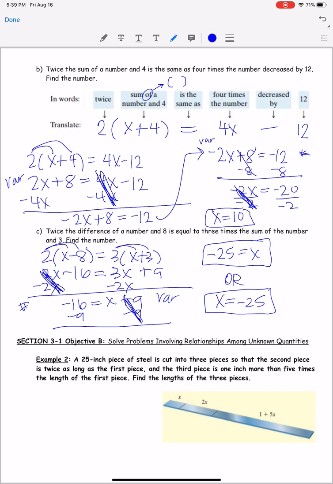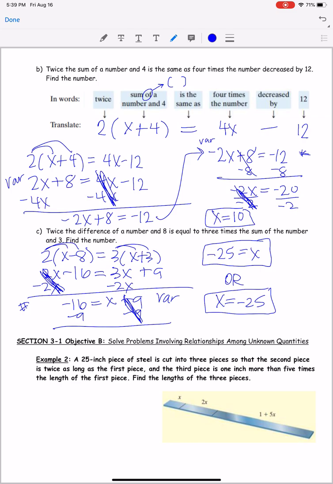So example 2, a 25-inch piece of steel is cut into 3 pieces so that the second piece is twice as long as the first, and the third piece is 1 inch more than 5 times the length of the first piece. Find the length of the 3 pieces. So this one would be very overwhelming, except how nice of them. They gave us a picture over here that is exactly what they described. So we're going to use that to our advantage on this one. So they've already have, this is your first piece, your second piece, and your third piece. And so we're going to use that to solve.